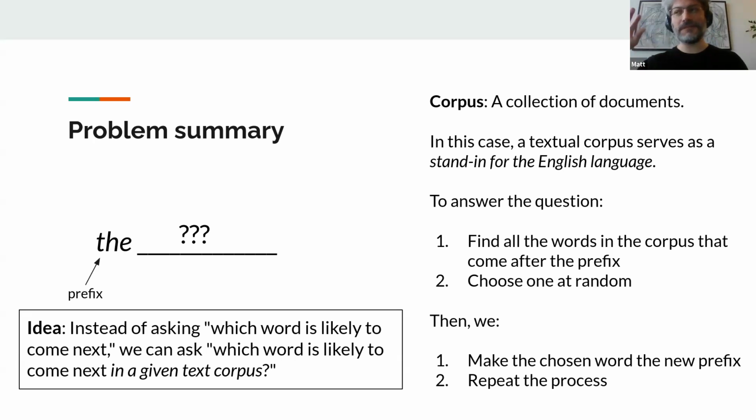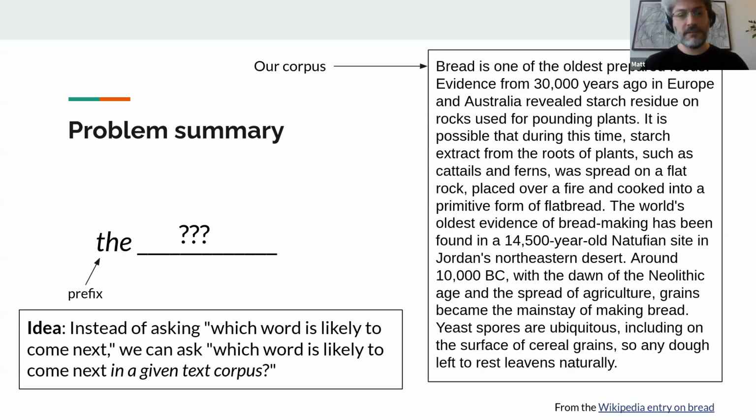And so in doing so, we will allow that document to stand in for the English language in a way that helps us answer this question. So what does this actually look like? Well, here's an example corpus. I guess I was hungry at the time, I looked up the Wikipedia entry on bread, and here's an excerpt from it. If we were to use this document as our corpus, as our stand-in for the English language, we're now asking the question, what word comes after the prefix "the"?